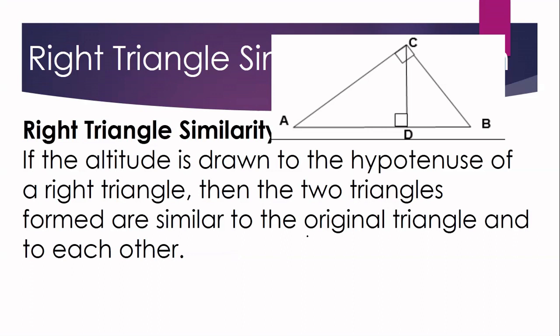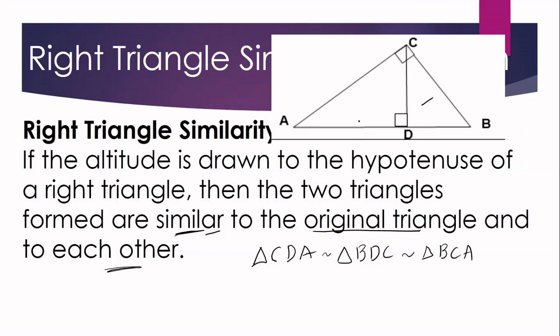It means that the two triangles we formed, triangle CDA and triangle BDC, are similar to each other. And they are also similar to the original triangle, which is triangle BCA. So the three right triangles in our figure are now similar triangles. As we said in our previous lesson, if two triangles are similar, all their corresponding parts are proportional. The ratios of the sides are proportional.